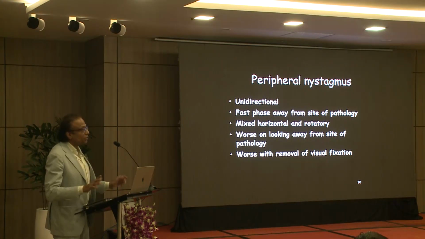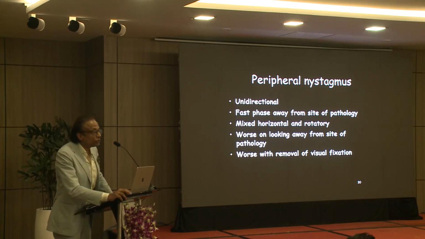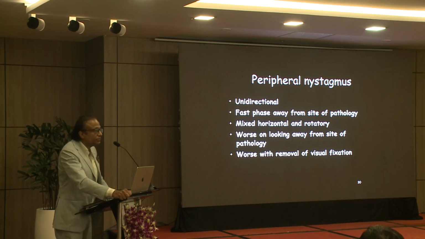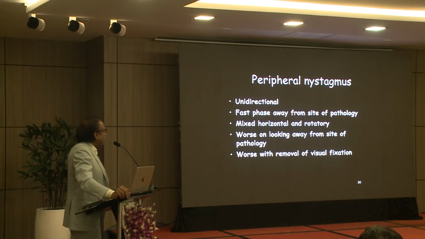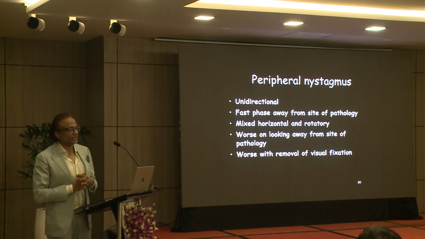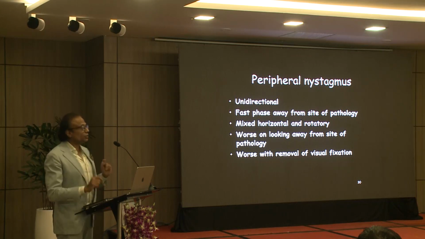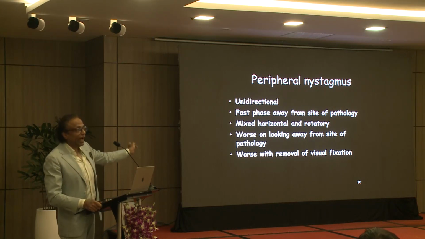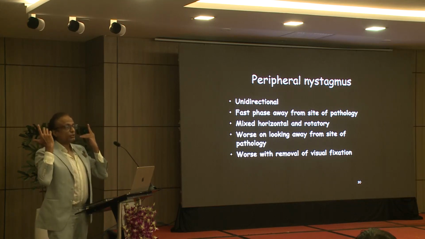Okay? So, what is peripheral nystagmus then? Peripheral nystagmus, as opposed to central nystagmus, is unidirectional, fast phase away from the site of pathology, is mixed horizontal rotatory, and it's worse on looking away from site of pathology, and it worsens when you remove visual fixation. Now, I'm going to explain the physiology of this so that you don't remember this by heart, but by logic. So what's the logic of it?